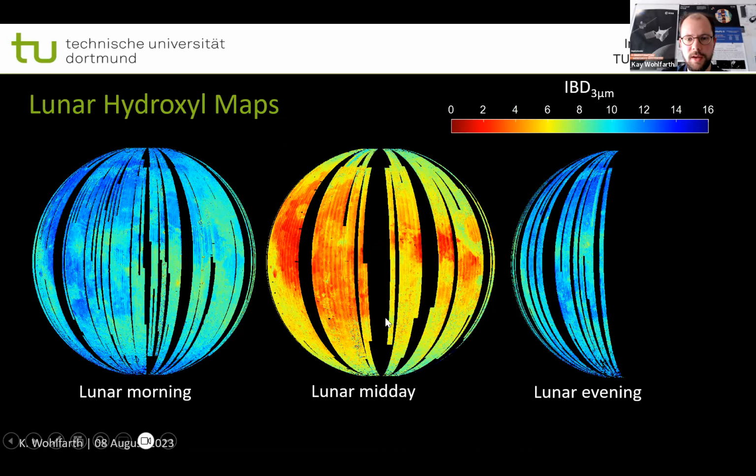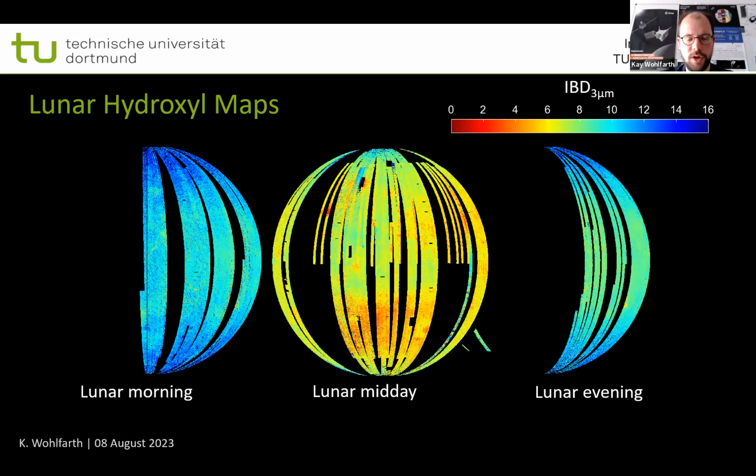In lunar midday, the feature becomes flatter, and also in the Mare regions it seems to become really dry, and in the lunar evening we seem to get deeper bands again, which agrees with lots of other studies in this field, but now with a new thermal calibration. When we look at the lunar far side, we can see the same effect.